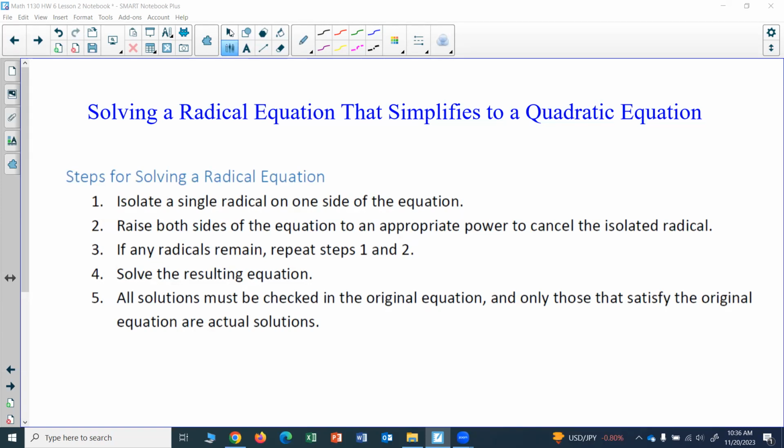If any radicals remain, repeat steps 1 and 2 until there are no more radicals. Then solve the resulting equation. The only problem with this process is that sometimes you get an extra solution, which we call an extraneous solution. And so you have to check all your solutions in the original equation. Only those that satisfy the original equation are actual solutions.